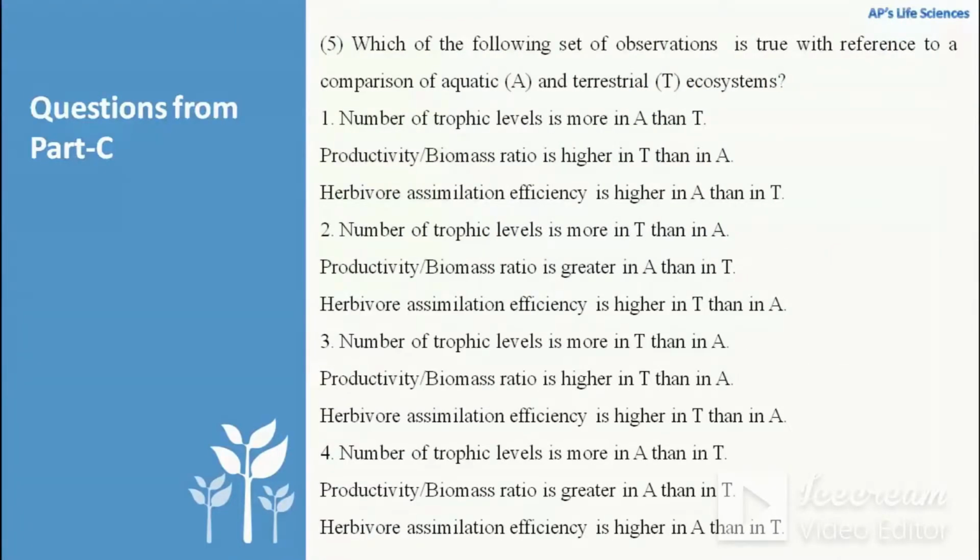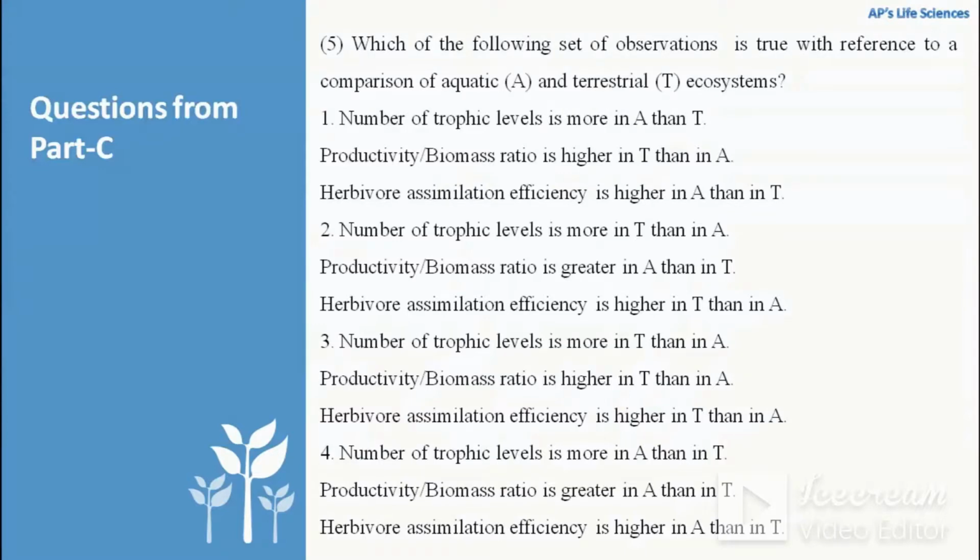Which of the following sets of observations is true with reference to comparison of aquatic and terrestrial ecosystems? The first option is that the number of trophic levels is more in aquatic than terrestrial. Yes, it is true. Productivity by biomass ratio is higher in terrestrial than in aquatic. That is not correct, because the productivity by biomass ratio is higher in aquatic, as I explained in my previous videos. So the first option is not correct.